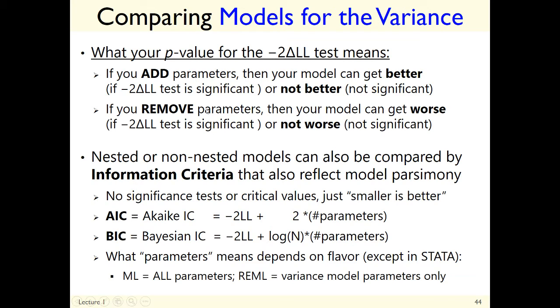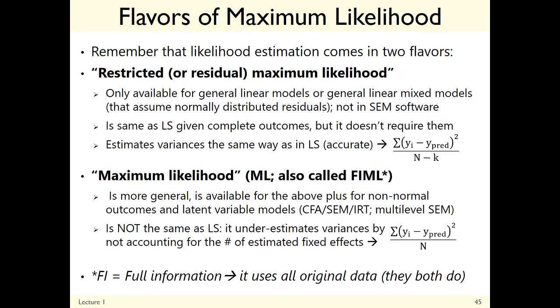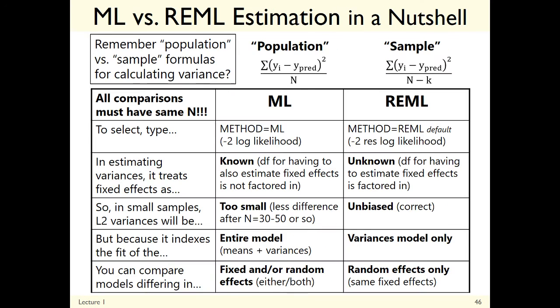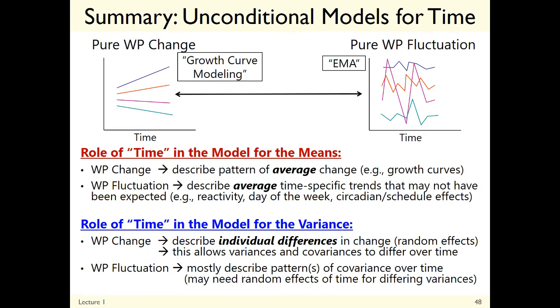And then just a note here on two other things that people sometimes report, which are variations of -2 log likelihood that correct for the number of parameters. In all programs, these are phrased as smaller is better. So there is no distribution, just smaller is better. That's it. So we did ML versus REML, and we did that.